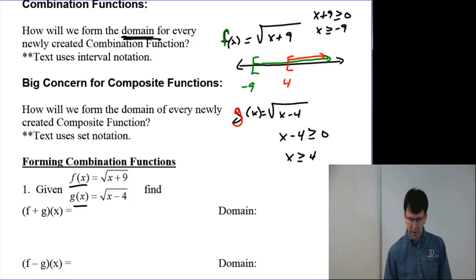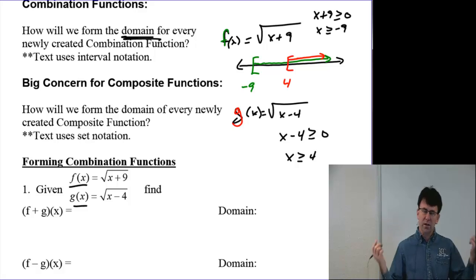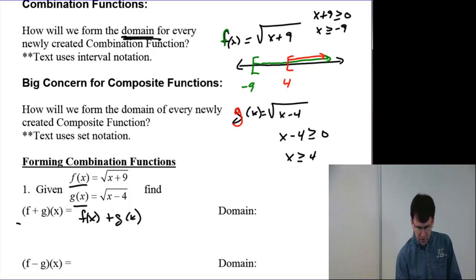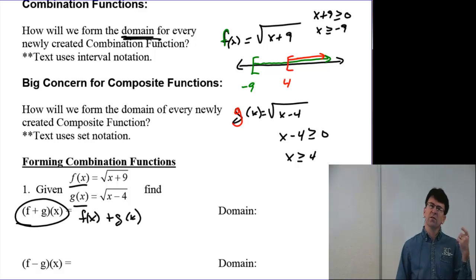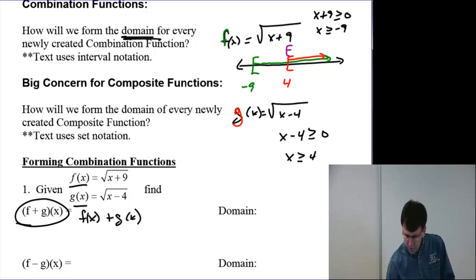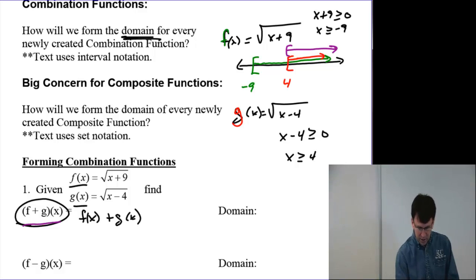Now if I'm going to take f of x and add to it g of x, this definition is only going to work for the values that work in both functions. So I have to work on the intersection, which is where these two functions are defined together. So when I talk about f plus g of x, that's just going to be f of x plus g of x.